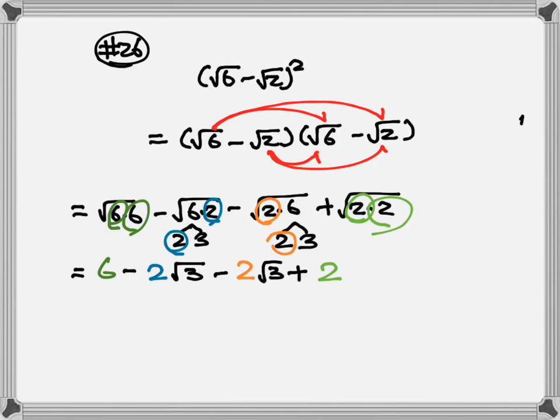Number with number. So 6 plus 2 equals 8. Then here you have the numbers inside exactly the same, so you can combine the numbers outside. So negative 2, negative 2 gives you negative 4. Keep the square root of 3. Then that is the answer.